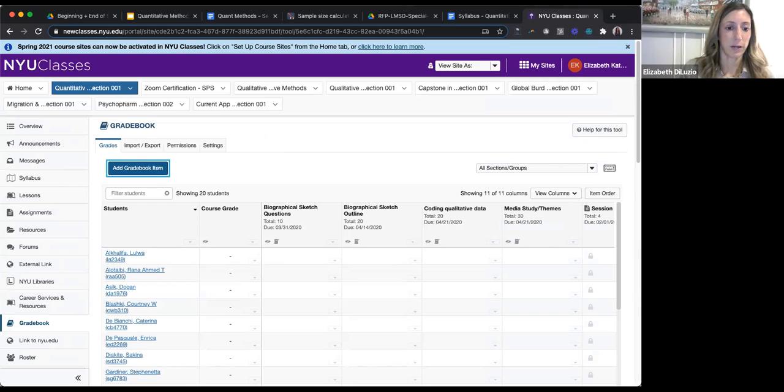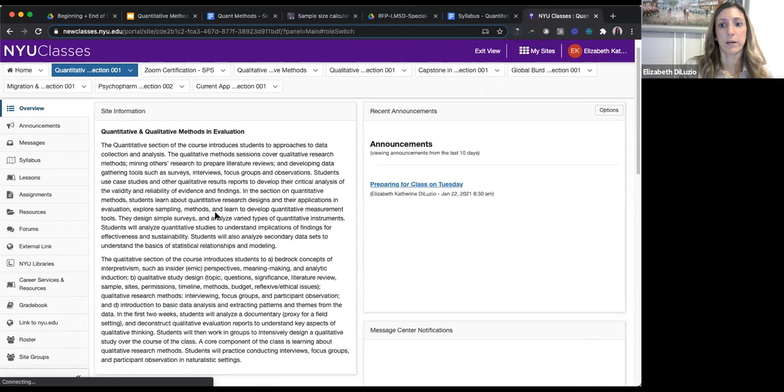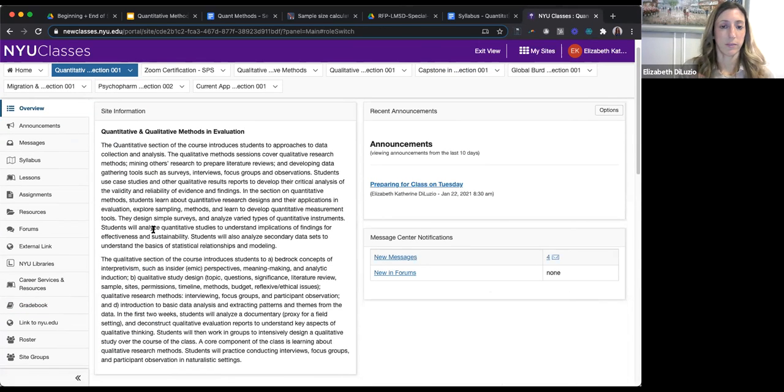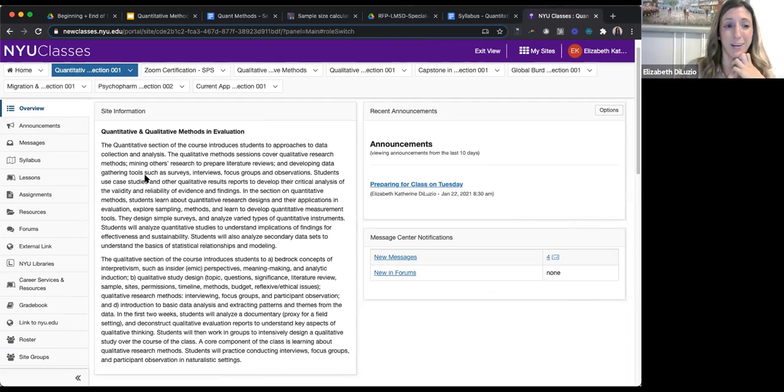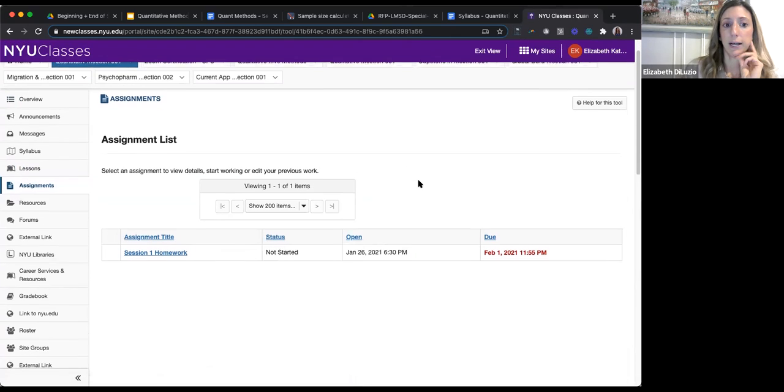And then when we get to NYU Classes, let me just view this as a student. So here's the main page, the landing page when you get there. I mean, this should be relatively familiar to you. I don't use it all that much, only a couple of tabs in here. The assignments for sure I use.